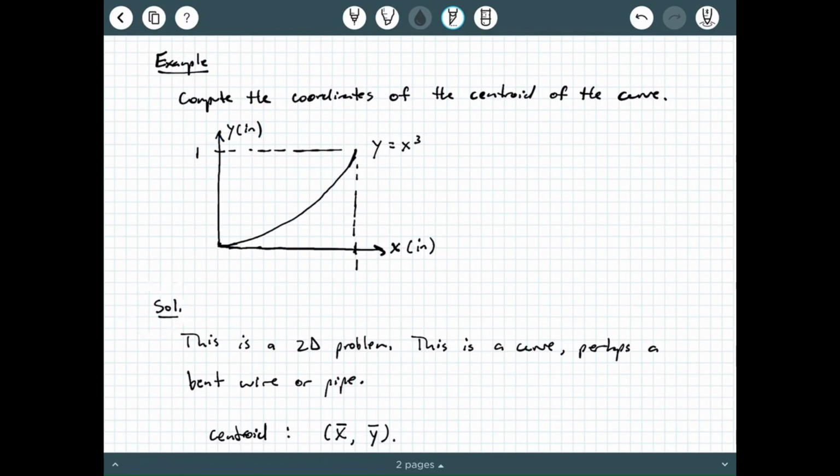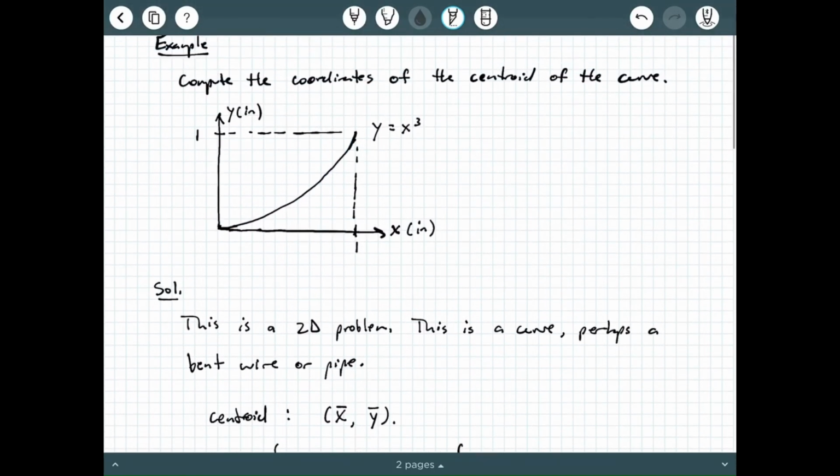Under the solution, I've already written out the first part of this. To note, this is a two-dimensional problem, and we can easily see that by the given information. We are given a curve in a 2D set of x, y axes. In a real-life application, this is similar to a bent wire or a pipe of some sort, something with a much longer length than its cross-section area, so it's modeled as a curved segment. What we're being asked to compute is the centroid, x bar comma y bar.